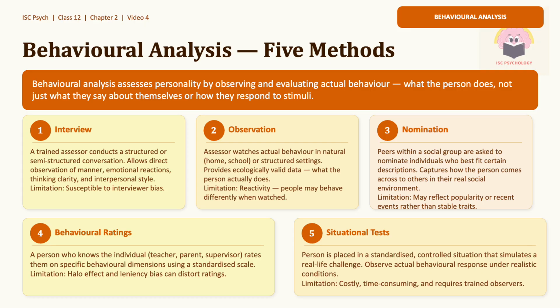Method 2. Observation. In observational assessment, the assessor watches the person's behavior in a natural or controlled setting, recording what they actually do rather than asking them to self-report. Naturalistic observation takes place in the person's real-life environment, home, school, or workplace. Structured observation places the person in a standardized situation, designed to elicit relevant behavior. For example, asking a child to play with a peer and observing social skills.